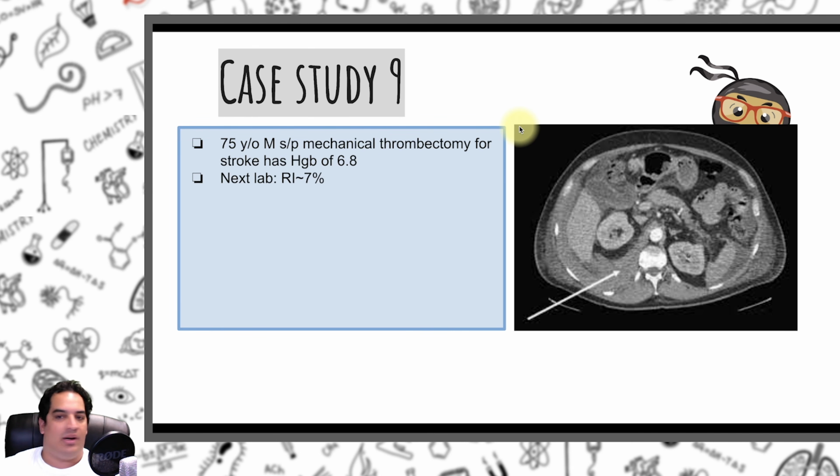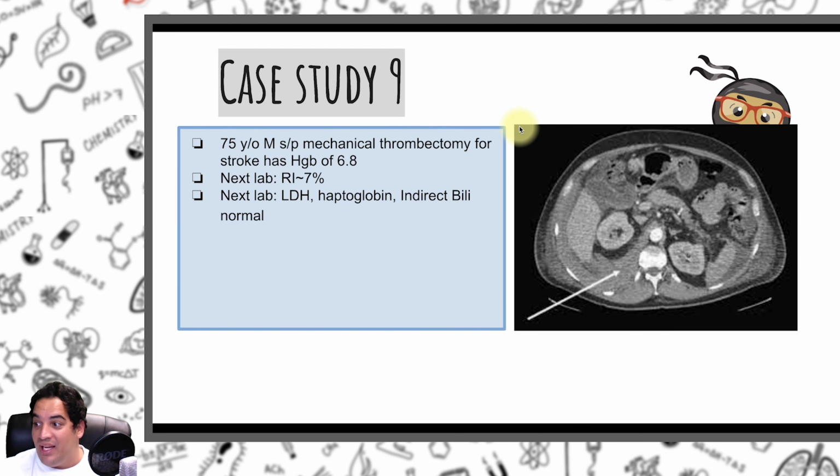It's not a decreased production problem anymore, my friends. This is either an increased destruction or loss. What do we have to do to make sure it's either an increased destruction or a loss problem? We got to check for hemolysis. How do you check for hemolysis? You got to check your LDH. You got to check your haptoglobin. But you can also check your indirect bili. They're all normal. If those are normal, is there likely hemolysis? No, there's no hemolysis.